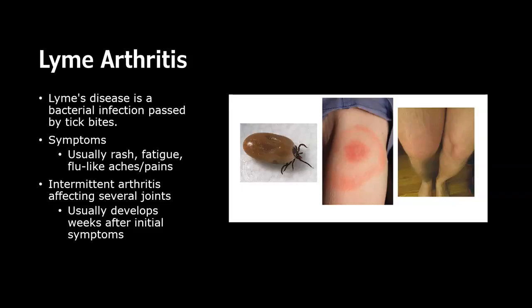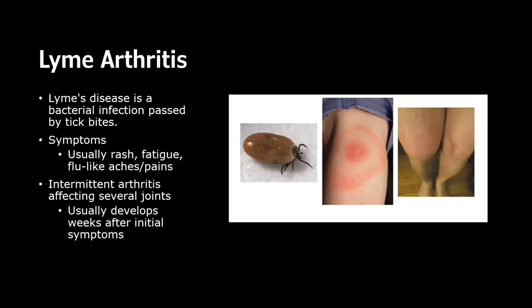Another type of arthritis is one that you can catch from a tick bite. This one is Lyme's disease. Lyme's disease arthritis is caused actually by a bacterial infection. So the bacteria in the saliva of the tick that bit you actually causes these symptoms in your body. So usually the first thing that you'll see is going to be a rash that looks like a bullseye, followed by fatigue, flu-like symptoms, and aches and pains.